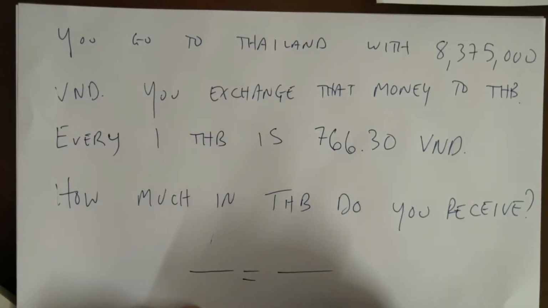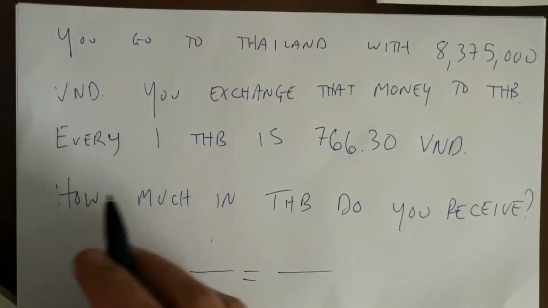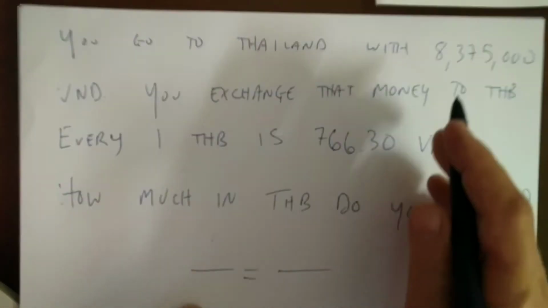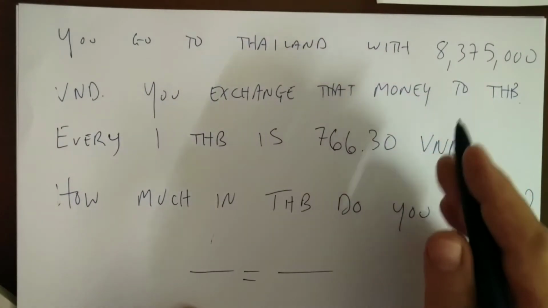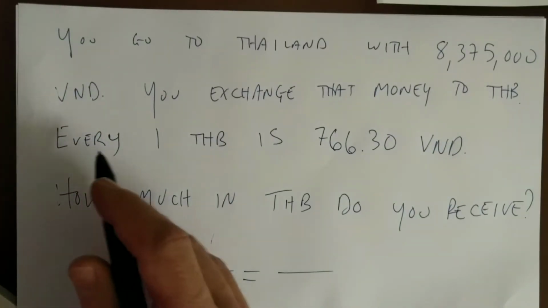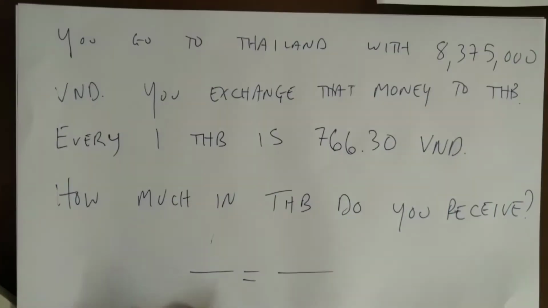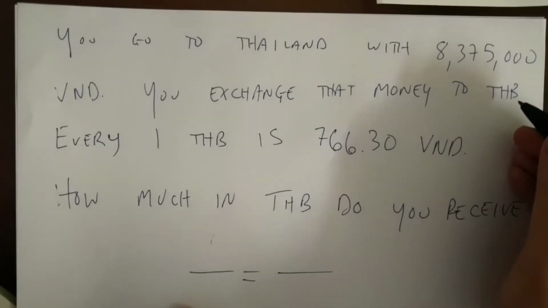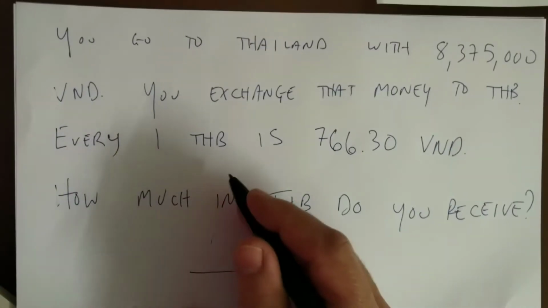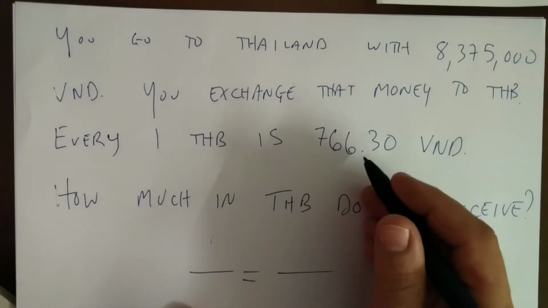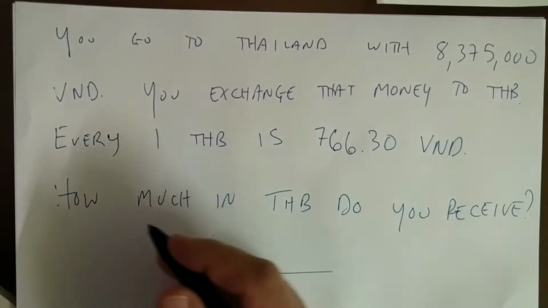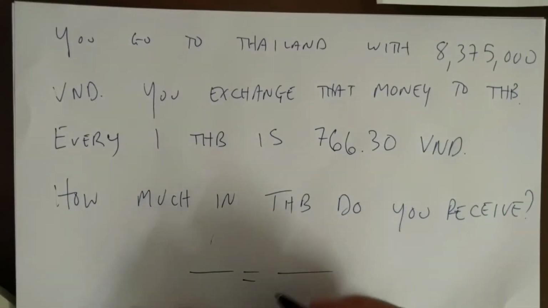Just fill it in. So let's read the problem. You go to Thailand with 8,375,000 Vietnamese dong. You exchange that money to Thai baht. Every one Thai baht is 766.30 VND. How much in Thai baht do you receive?